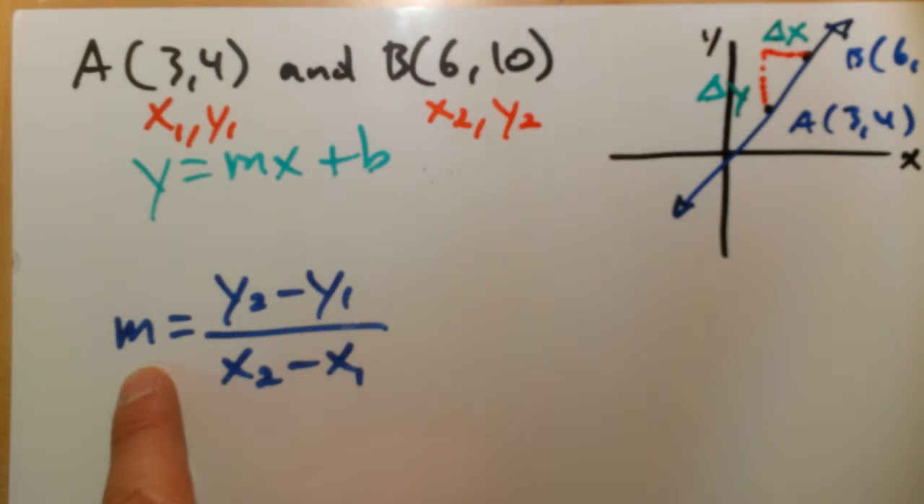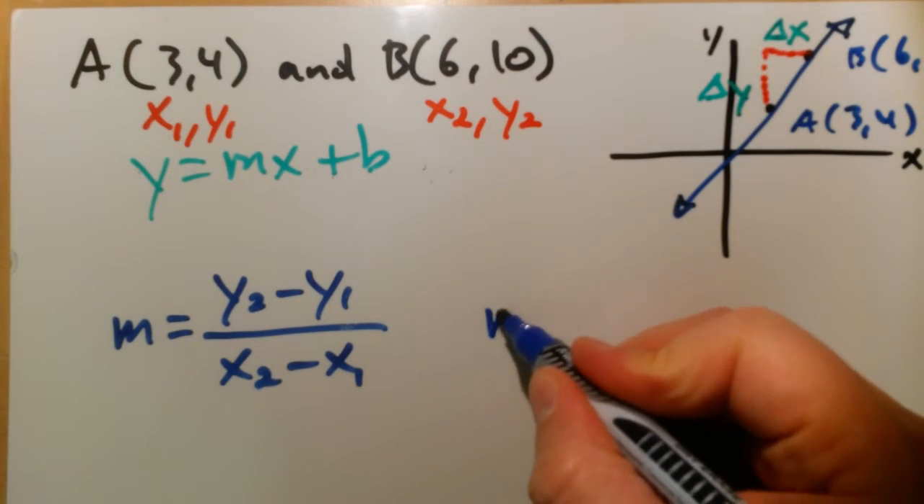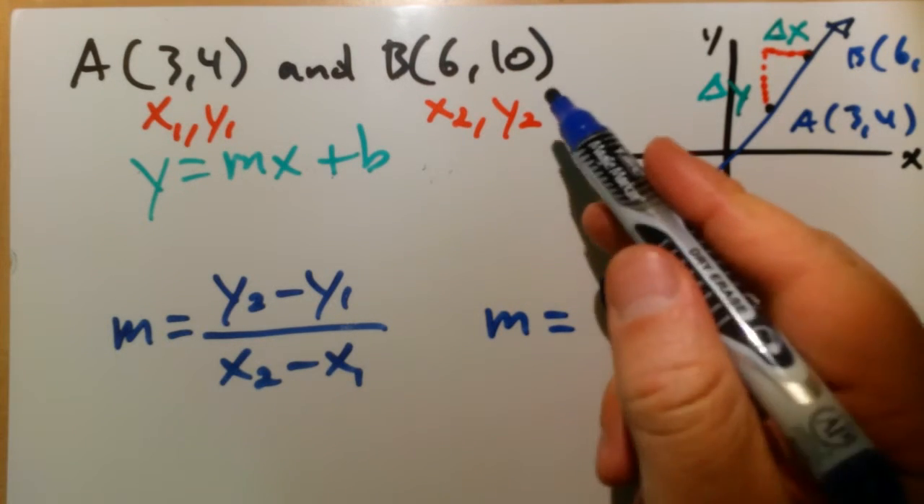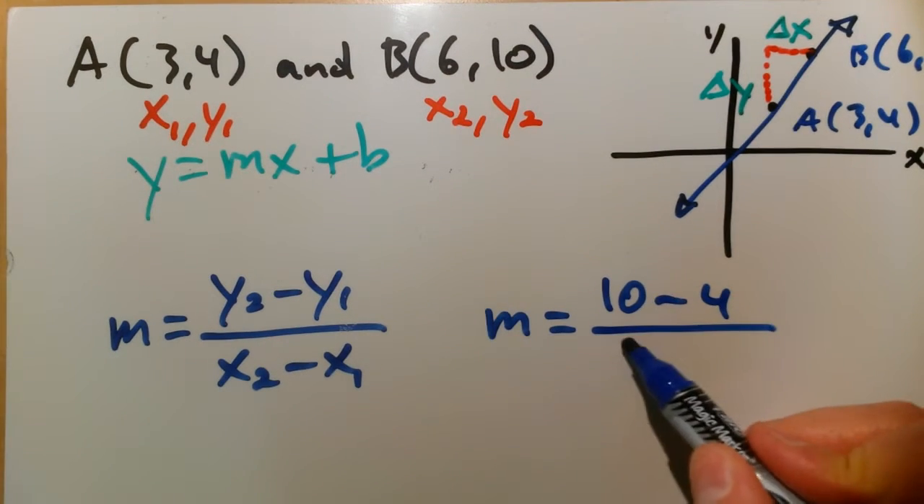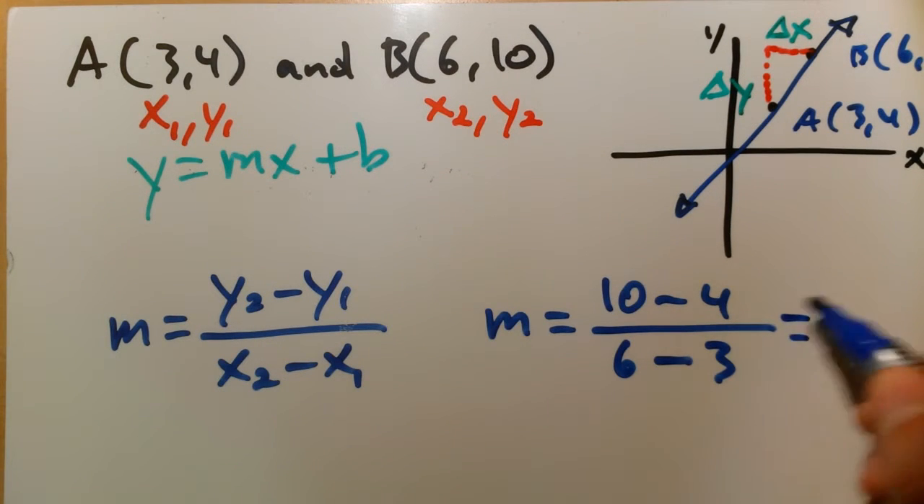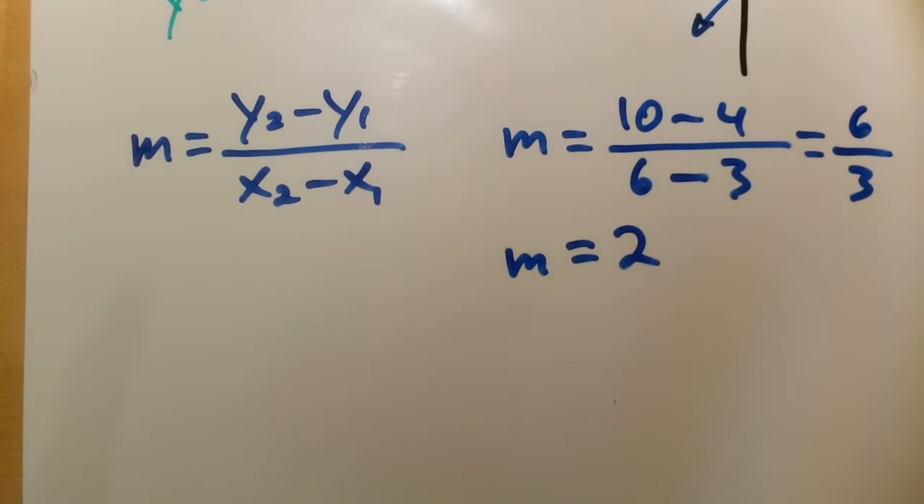So we basically substitute our values here. The slope for this line is going to be m equals y2 minus y1. y2 is 10 minus y1, which is 4, over x2 is 6 minus x1 is 3. So this becomes 10 minus 4 is 6, 6 minus 3 is 3, and this is equal to 6 over 3, which is 2. So this is the slope of our line, m equals 2. So far we found the slope of this line.